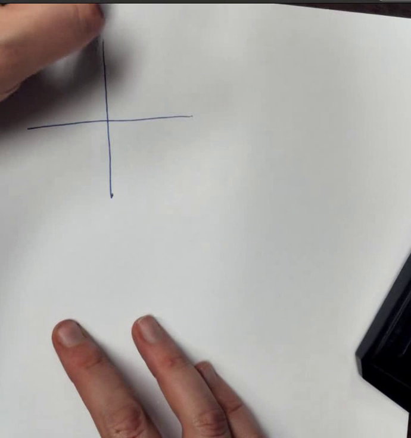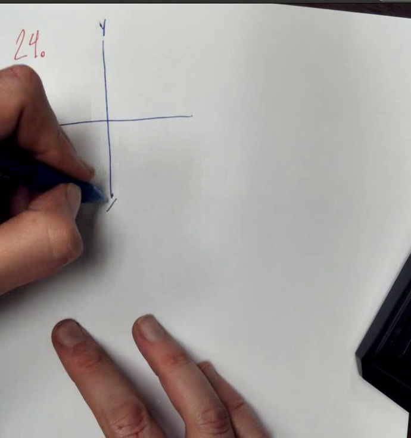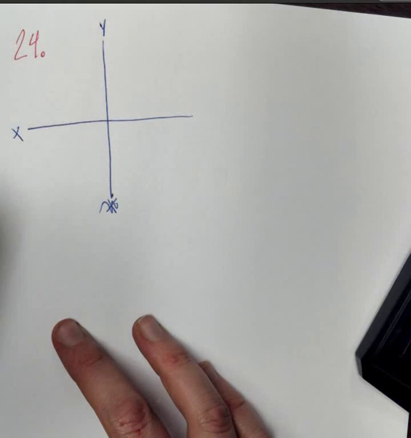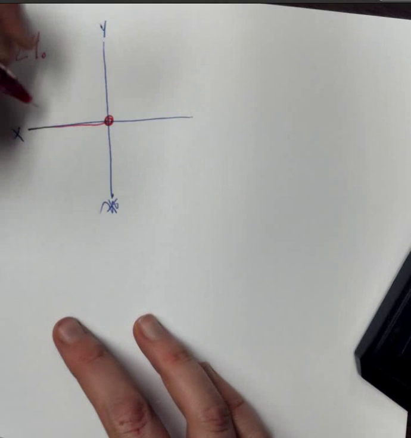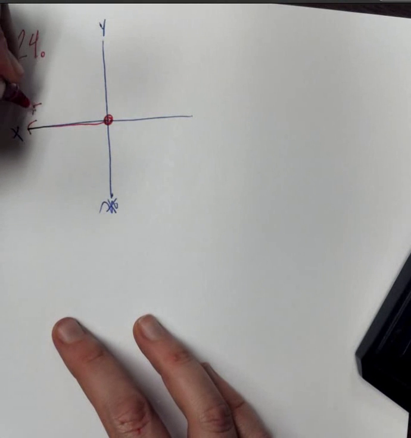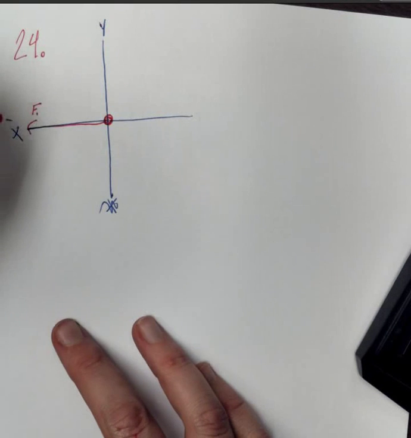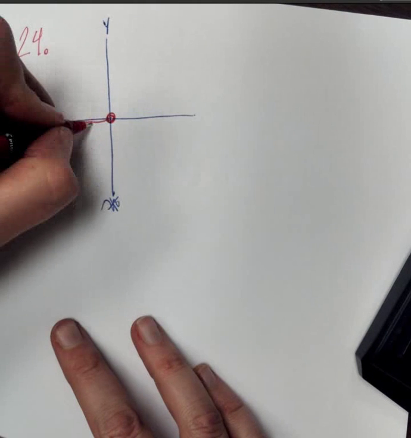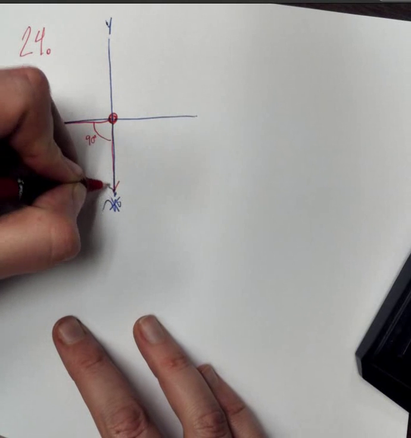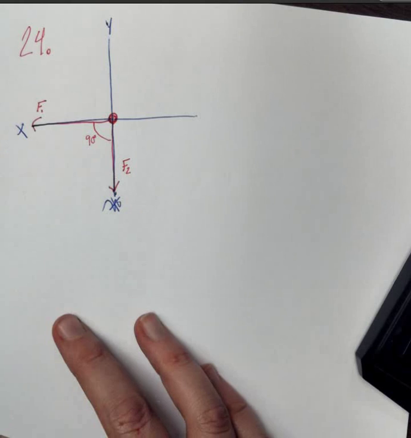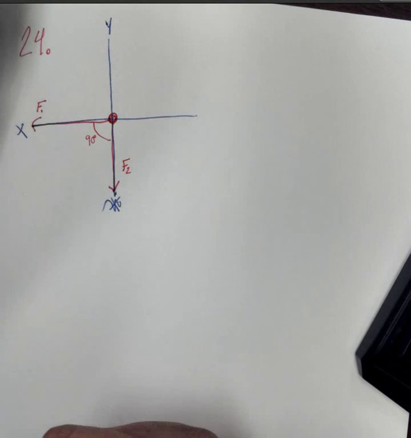4-43A looks like this. You have a y-axis and an x-axis, and we have a free body diagram where force 1 happens in the negative x direction and is separated by a 90-degree angle from force 2. And we need to find the net force on the object and the acceleration.